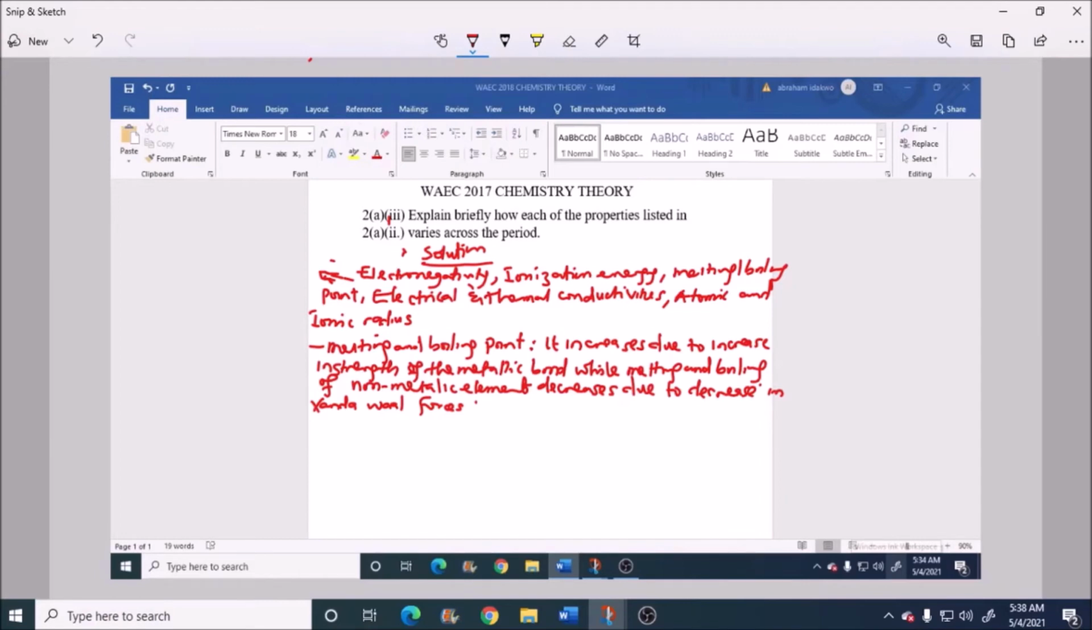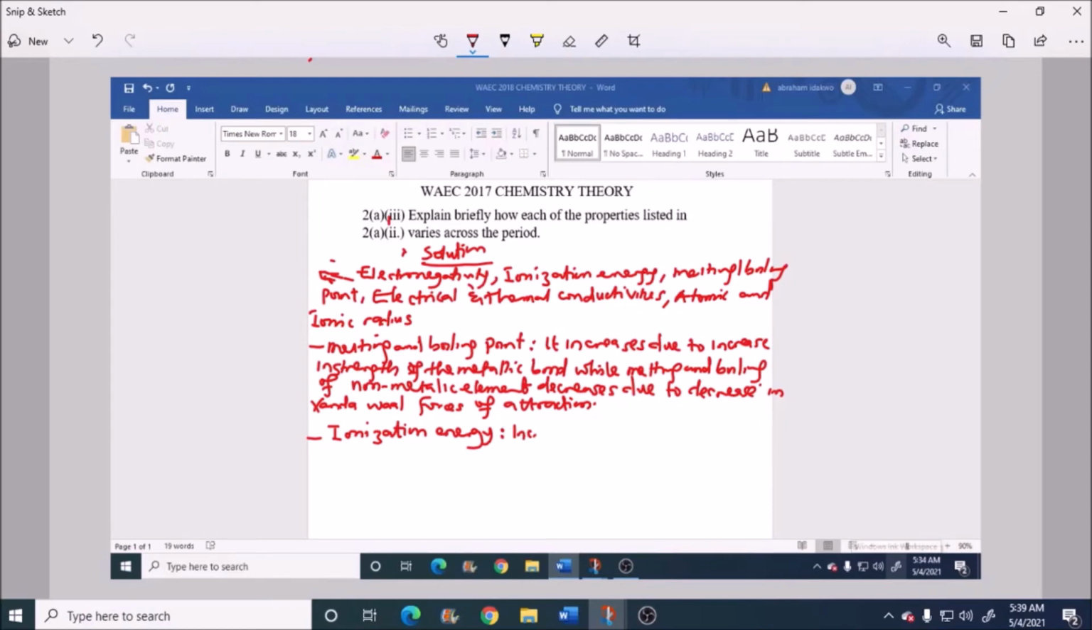So this is just for the melting and boiling points. Then number 2, let's choose ionization energy as one of the properties which shows periodicity across the period. Then we look at ionization energy: it increases due to the increase in proton number.